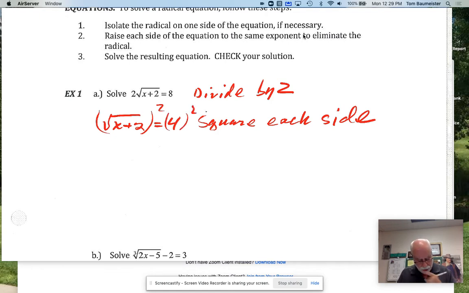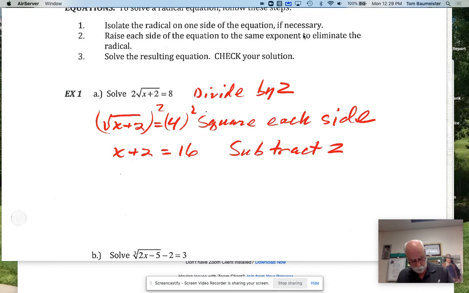So if I do that, then I'll get x plus 2. And what is 4 squared? That's 16. So then we're going to subtract 2 to get x by itself. So we'll get that x is equal to 14.